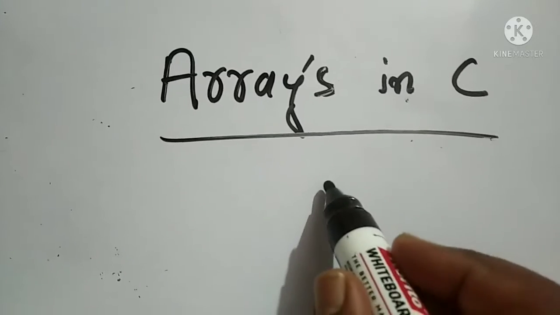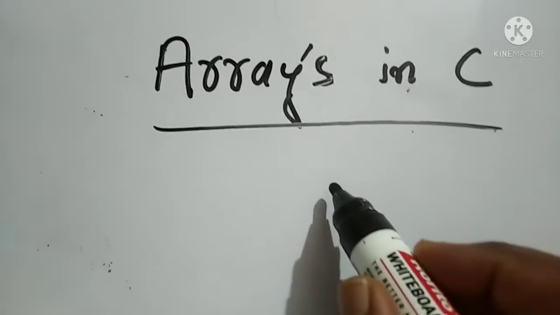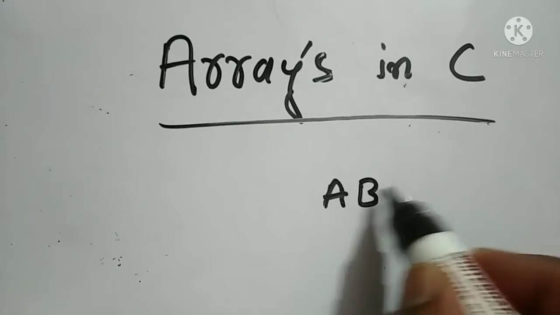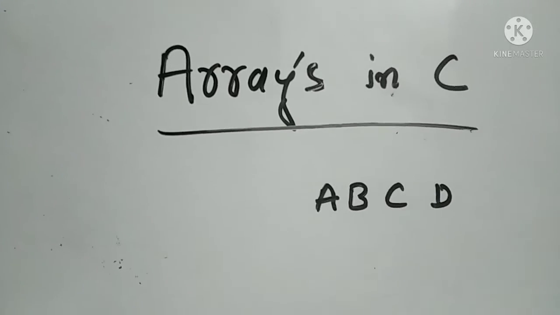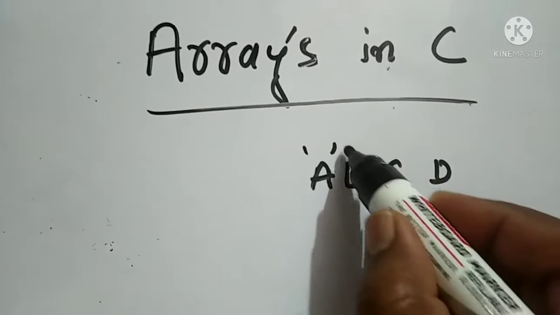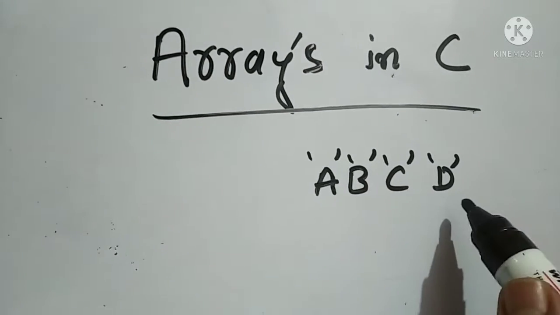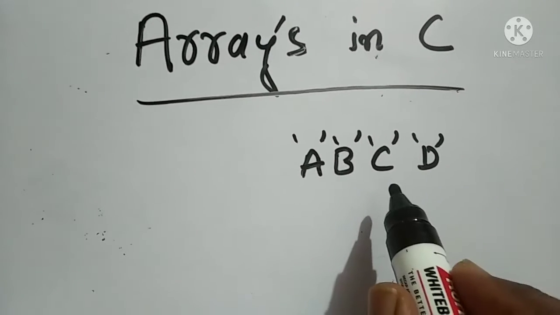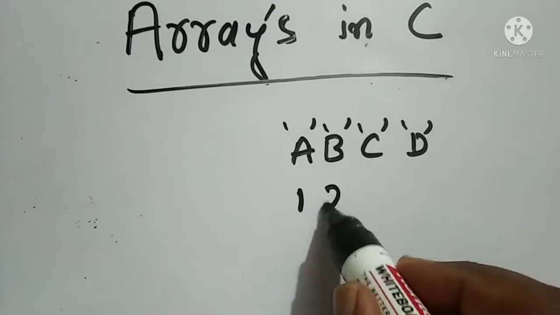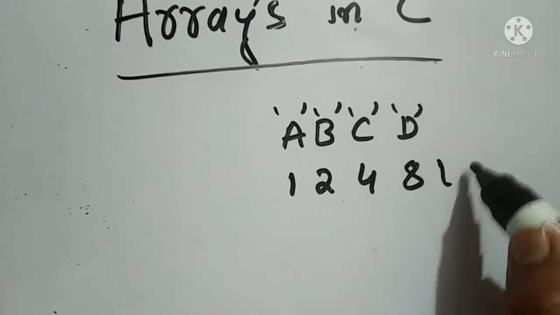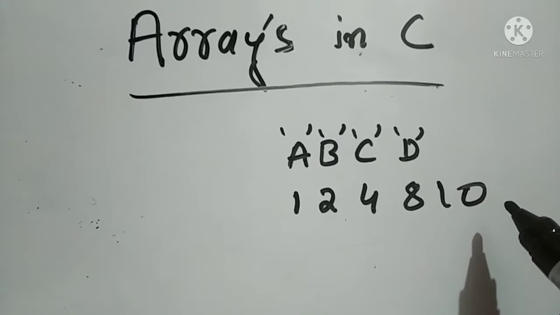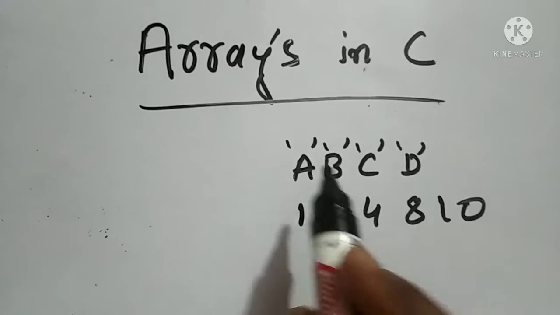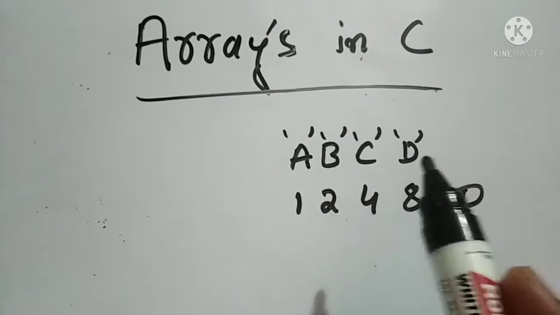For example, if I take characters, what are the characters we know? A, B, C, D. These are characters, and all these characters can be grouped in a single data type. These characters are of the same data type. If I take numerical numbers 3, 8, 4, 8, 10, all these numbers are of the same data type. They all belong to integer or floating point, and these alphabets belong to character.